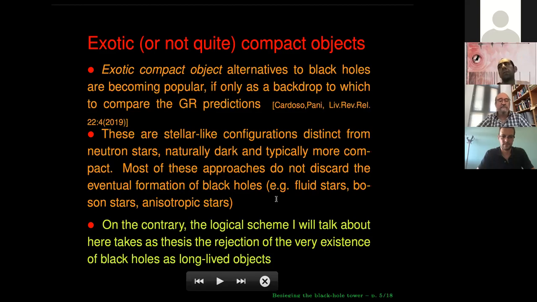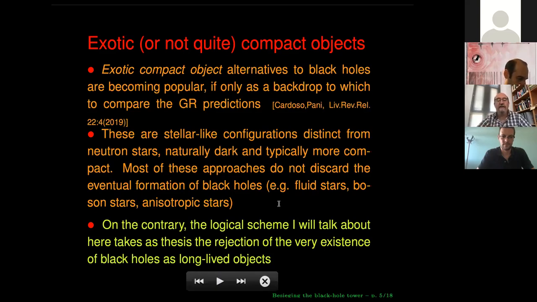But I have to say that most of these approaches, and there are several in the literature, do not discard the eventual formation of black holes. For example, when you look at boson stars, these are objects that could exist, but their existence does not enter into conflict with the existence of black holes. You could have different families of objects. There are boson stars, and others that are black holes.